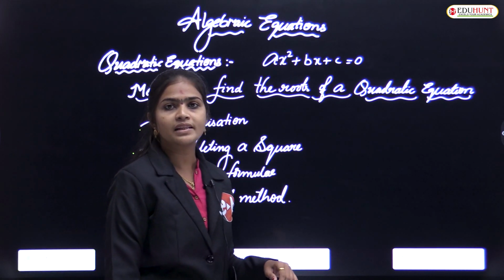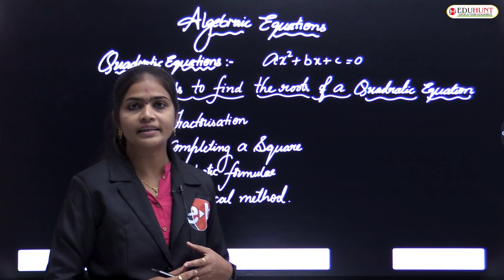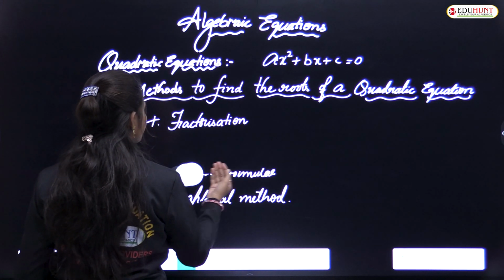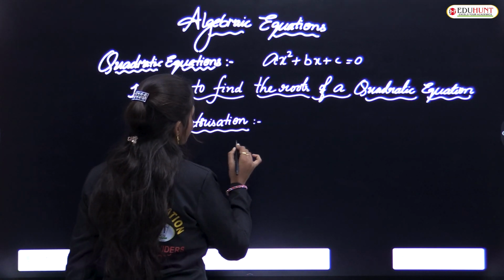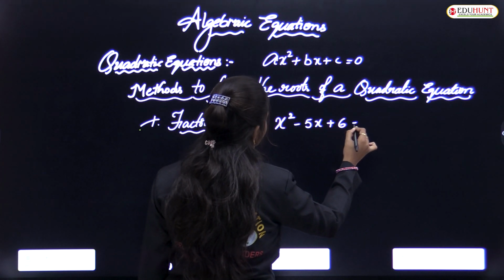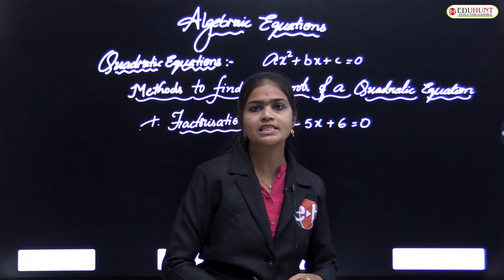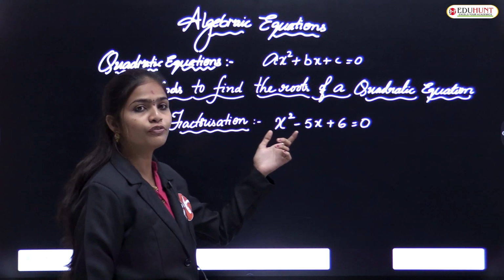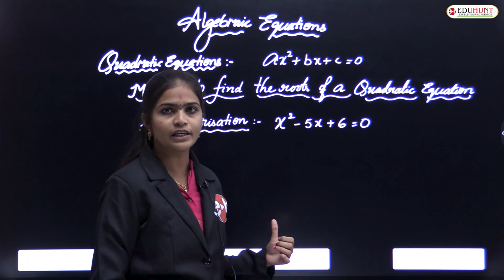So the first method is the factorization method. By using the factorization method, how to find the roots? Let us see the first example in factorization: x square minus 5x plus 6 equals 0. This is one of the equations. Now by using the factorization method, how to find the roots of the given equation? I told you there are two roots, no? So those two roots we need to find out.